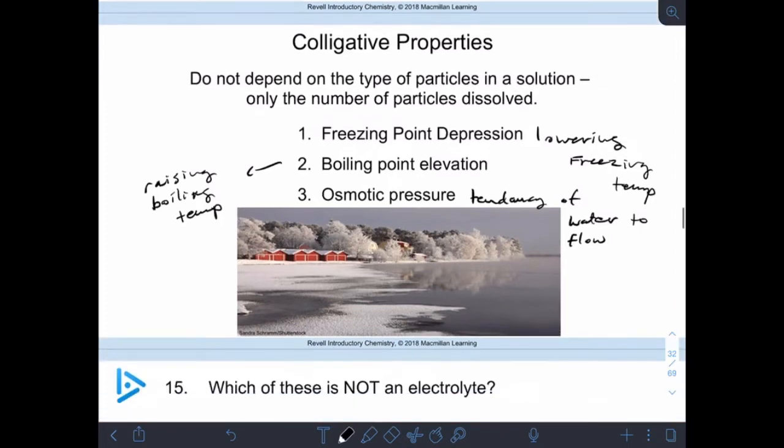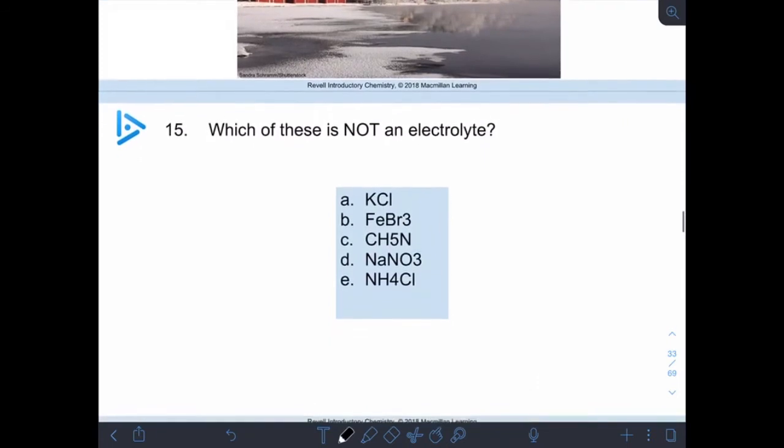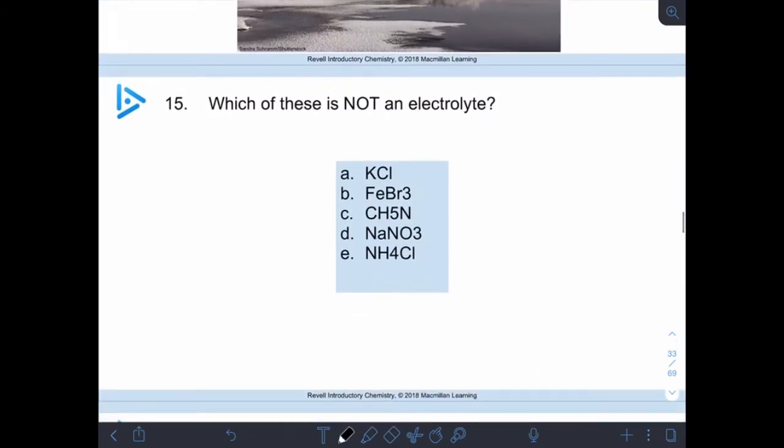Let's talk a little bit about a thing called electrolytes. Most of you are aware of what an electrolyte is, at least in terms of Gatorade having electrolytes and things like that. But in order to be an electrolyte, a component must be ionic. Anything that's not ionic cannot be an electrolyte.